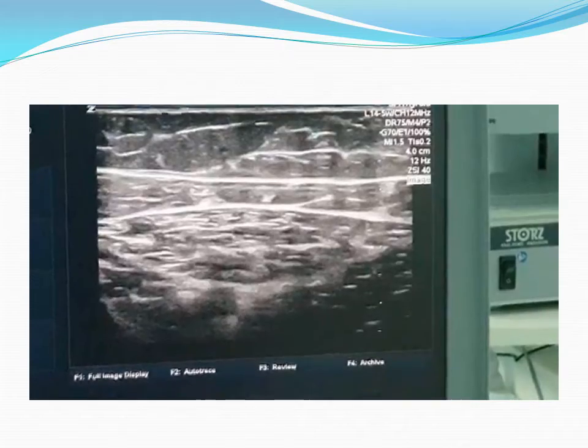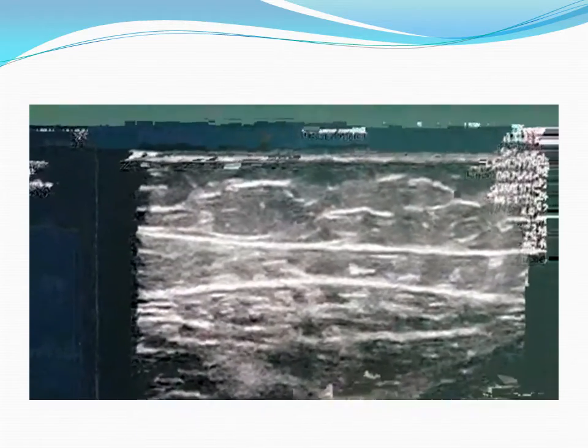And outside the aponeurotic sheath, we have the subarterial plexus, which is a group of nerves, branches of the obturator nerve.